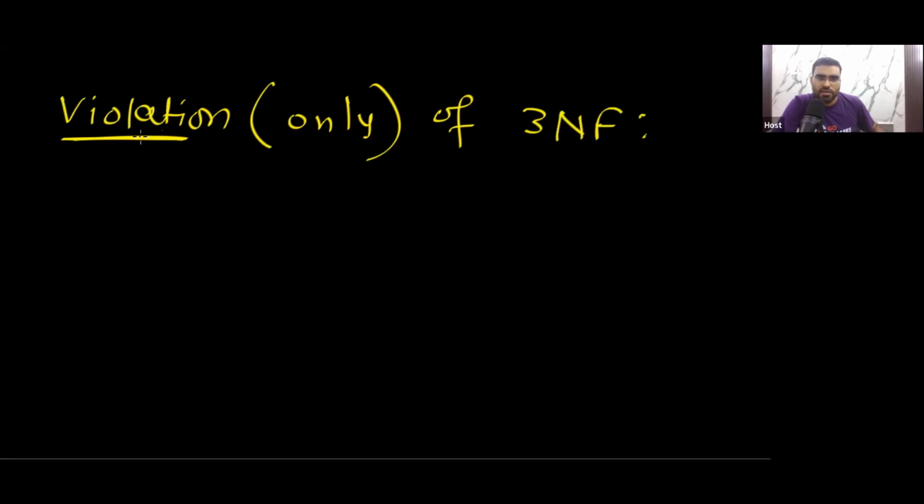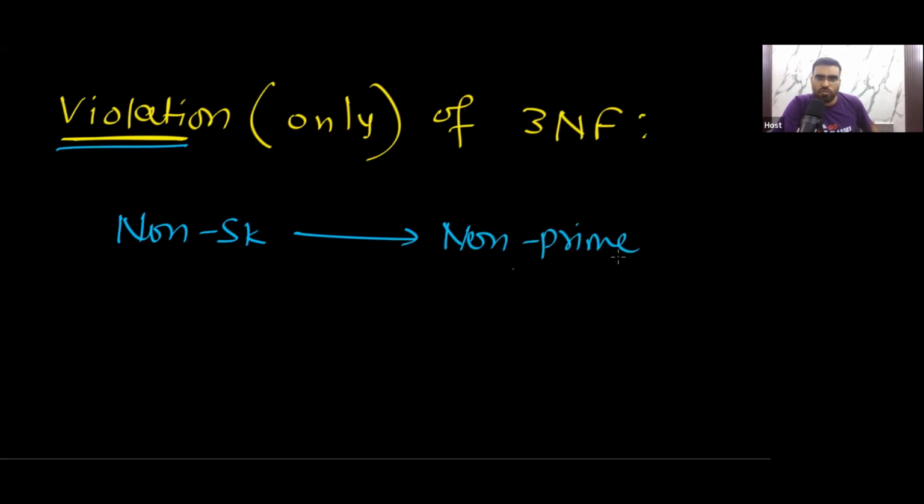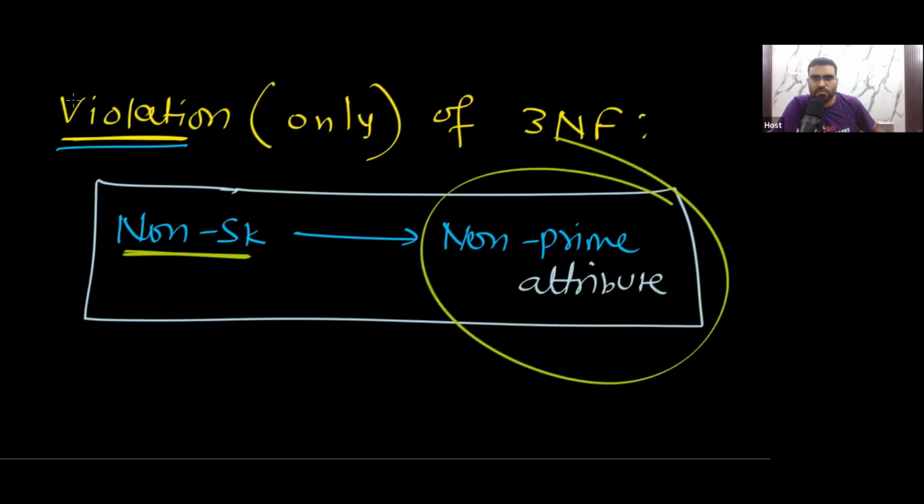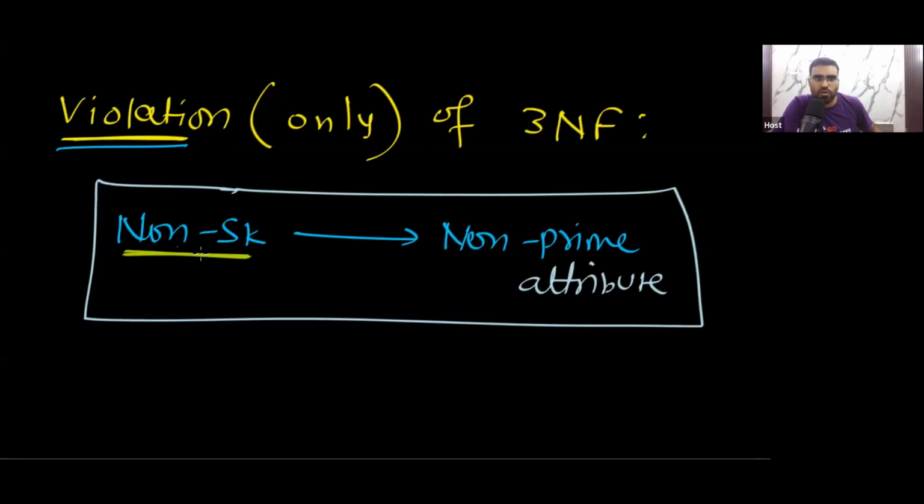The violation of 3NF is a non-super key determining a non-prime attribute. Yes or no? Is this clear? This is the only violation of 3NF, there is no other violation. Don't say non-candidate key. Say non-super key determining non-prime attribute. This is the only violation of 3NF.